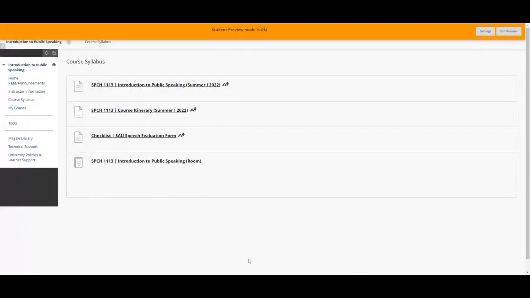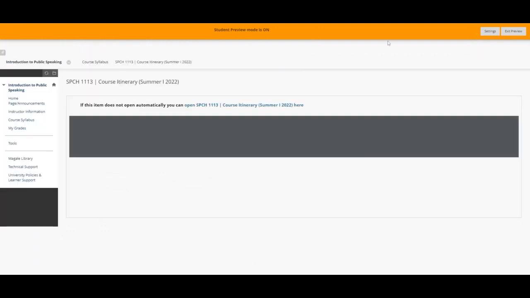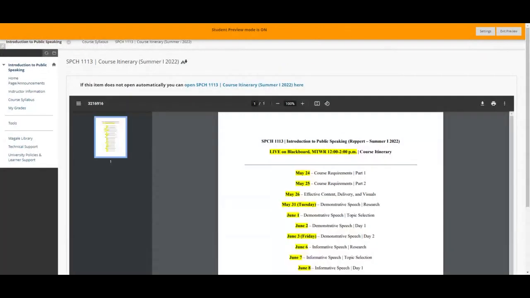Again, notice this is in the student preview mode on Blackboard, which is why you see the gold bar. So I am doing it exactly the same way that you would when you access the course. Here's the itinerary. Let's focus on the first 2 weeks. Today, course requirements part 1. Tomorrow, course requirements part 2. On Thursday, effective content, delivery, and visuals.